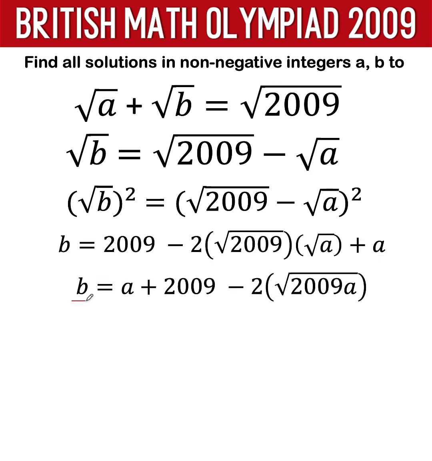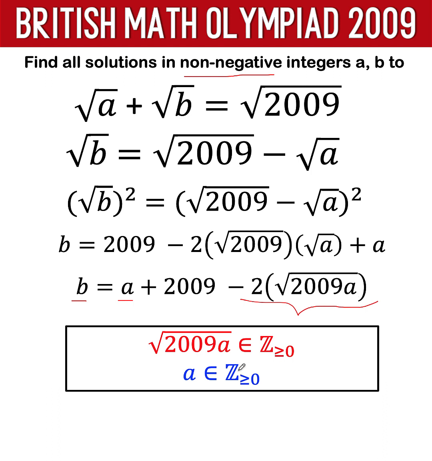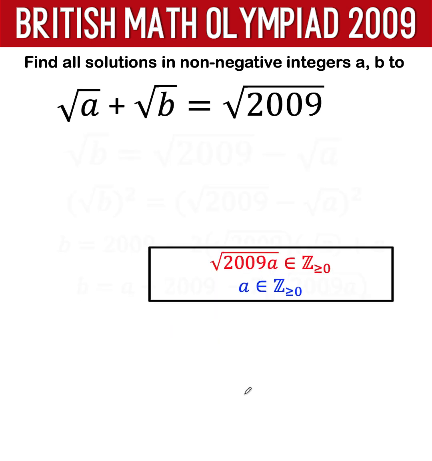We know that b is given to be a non-negative integer. A also is a non-negative integer. Now, in order for the right side to become equal to a non-negative integer, this part here must also be an integer. And since 2 is already an integer, then the square root of 2009 times a must be an integer, specifically a non-negative integer. Because we know that a is non-negative, 2009 is positive, so this square root of 2009 times a must be a non-negative integer. Let's remember this condition.